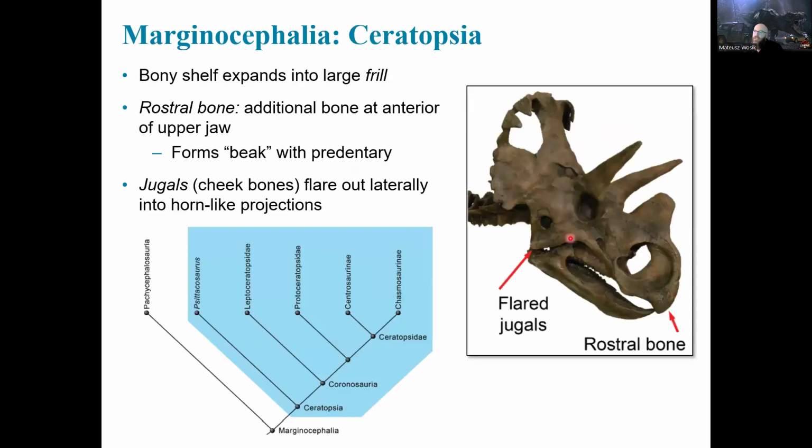And then on the opposite end of marginocephalia, we have the ceratopsians. These guys are some of the most iconic dinosaurs, some of people's favorite dinosaurs, because of these massive frills that they would end up having. They have horns on their head, not all the time, but many of the times. And they form this really large rostral bone on the very front that will develop into a beak.